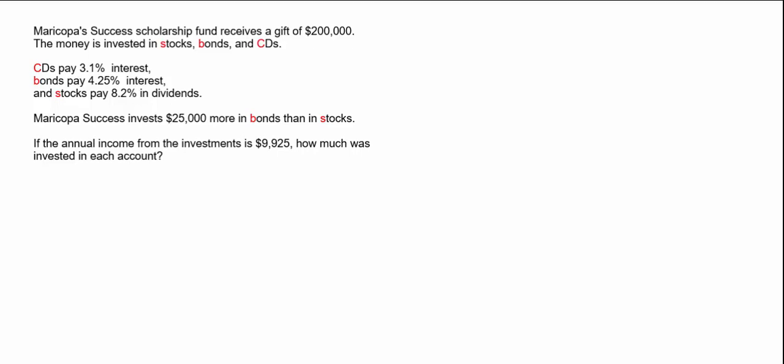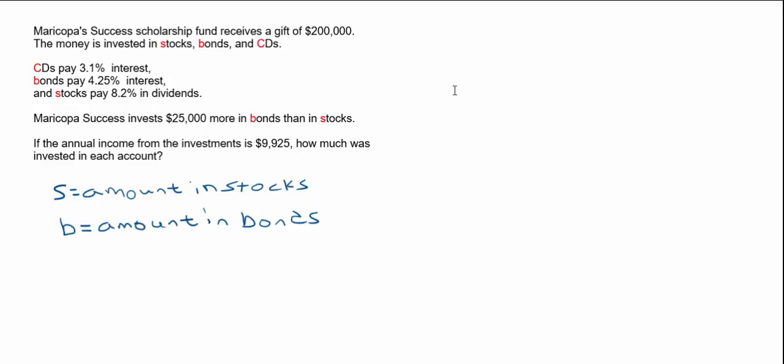It makes sense to use the letter S to represent the amount of money they invest in stocks. Then we'll let the variable B represent the amount of money they invest in bonds. Finally, I'm going to let C be the amount of money they invest in CDs.